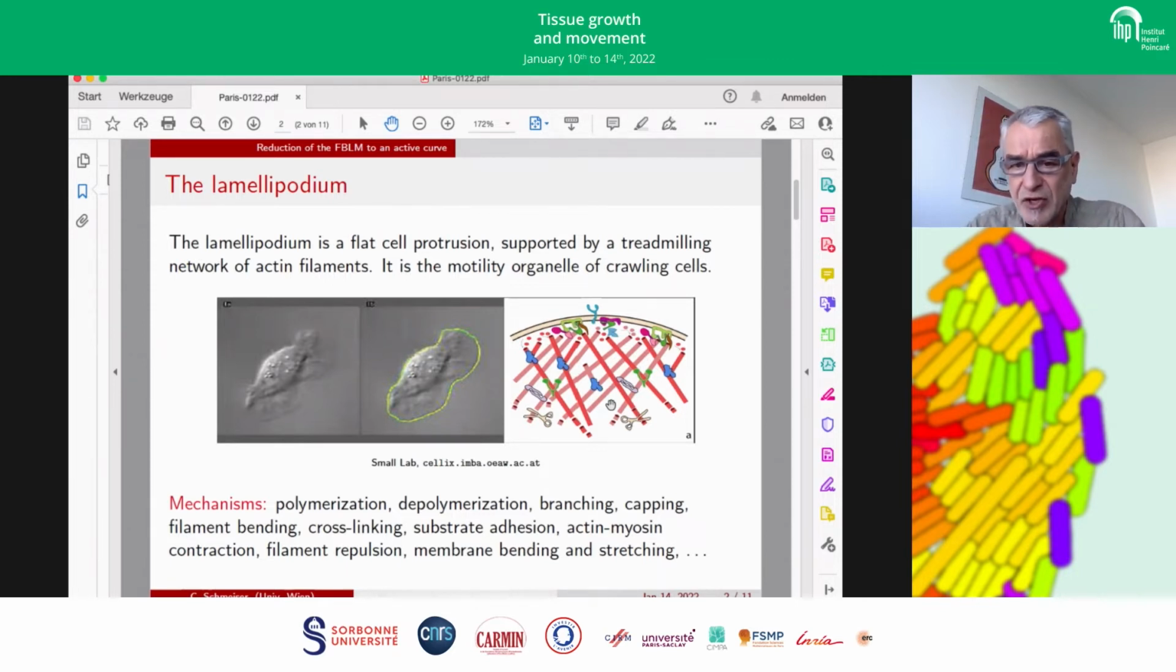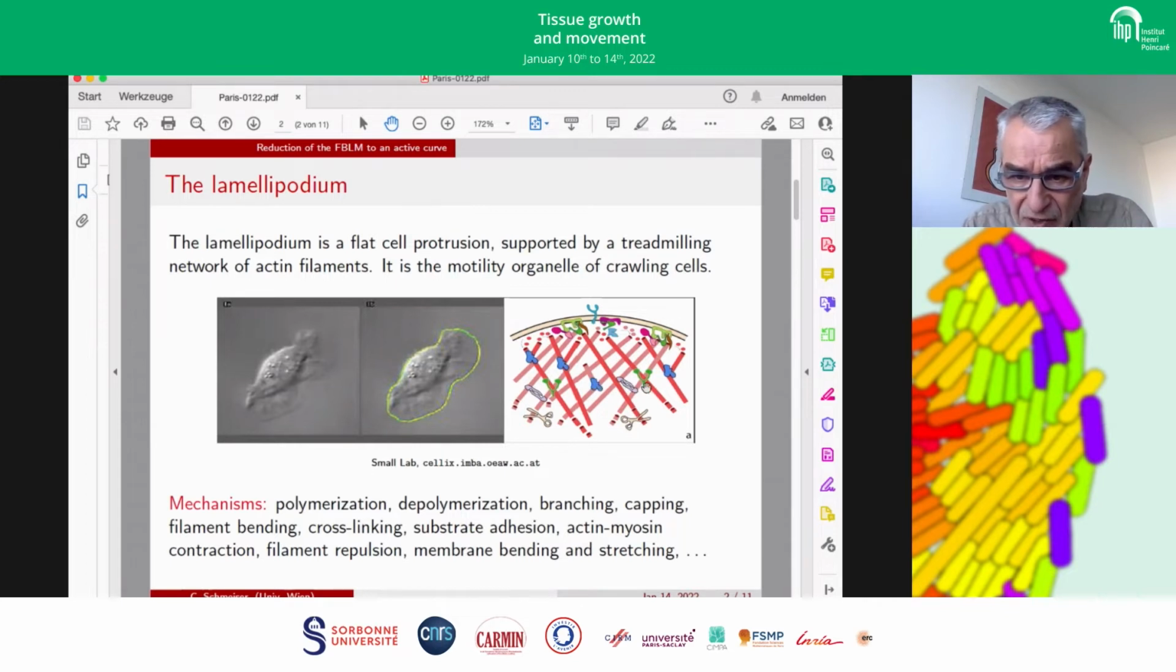The whole structure relies on the interaction with quite a big number of other proteins. So, for instance, you see that this network is branched. You see a lot of branches, and where the branches happen, you see this little blue symbol. The little blue symbol is a certain protein complex which is important for the branching.